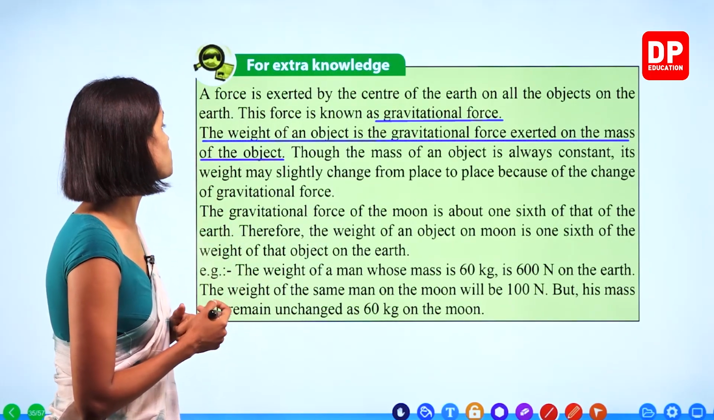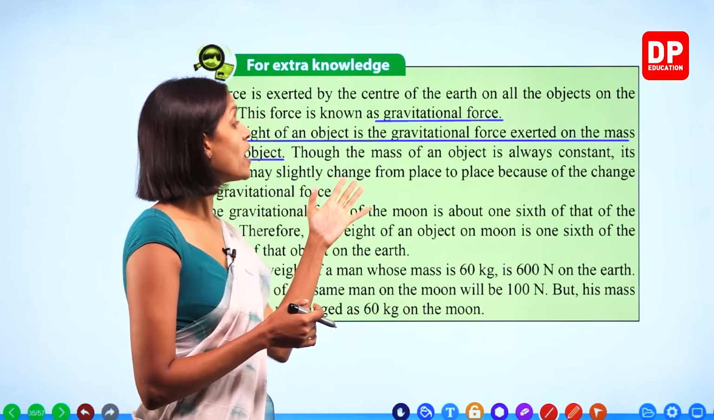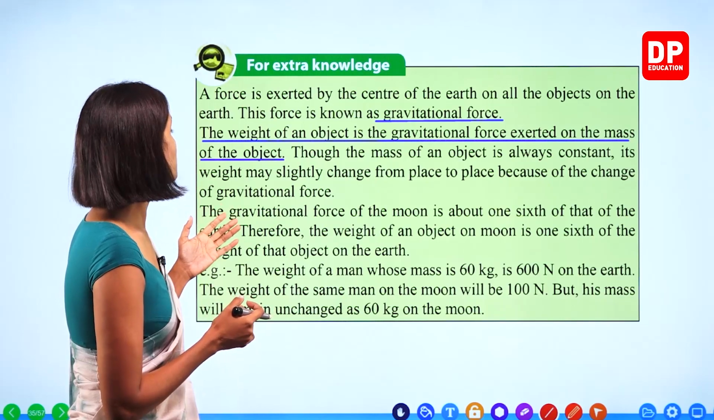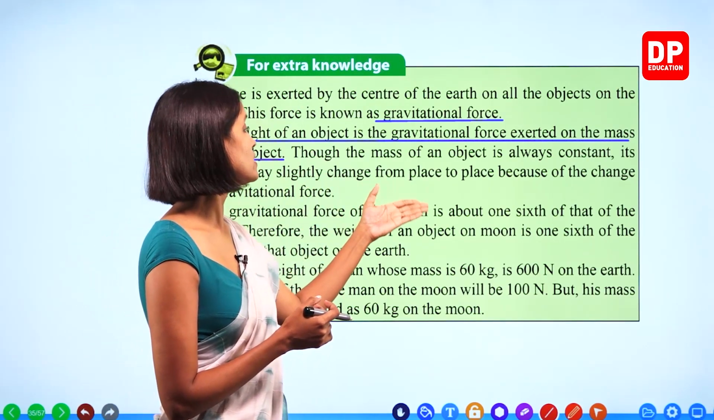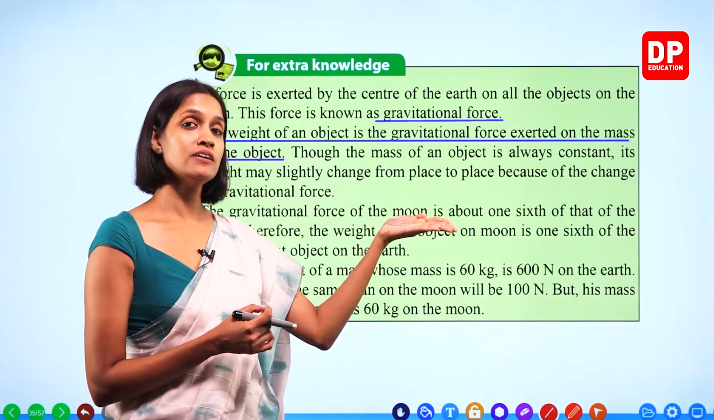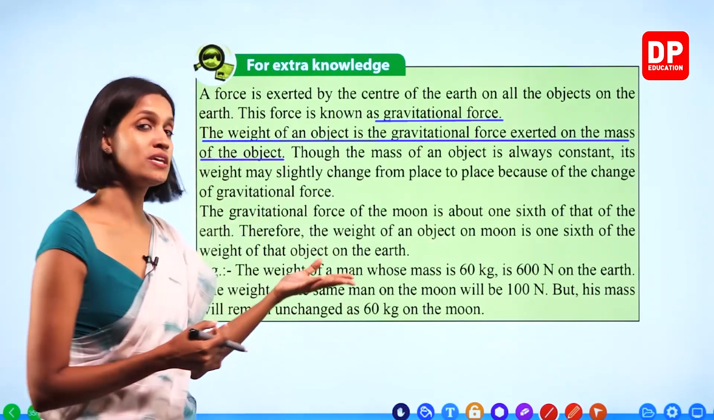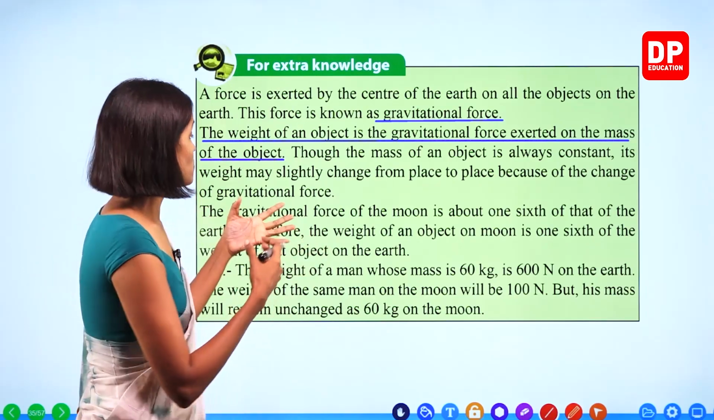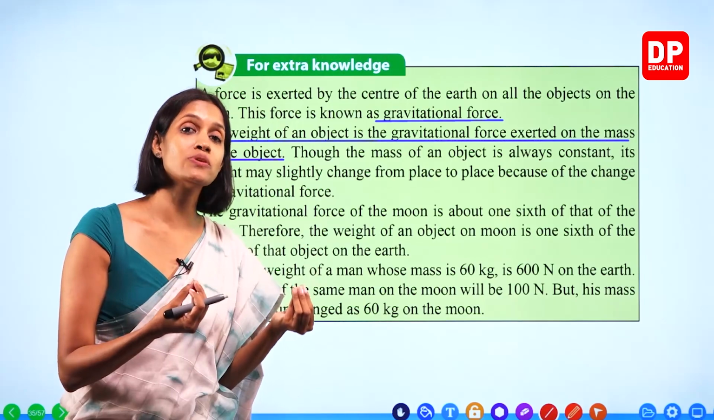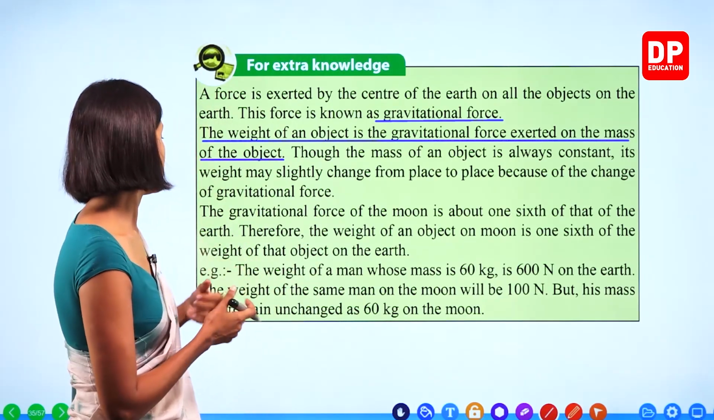The gravitational force of the moon is about 1/6 of that of the earth. It's a fact, right? Therefore, the weight of an object on the moon is 1/6 of the weight of that object on the earth. For example, if you take the same object to the moon, its weight will be less. Very simply.